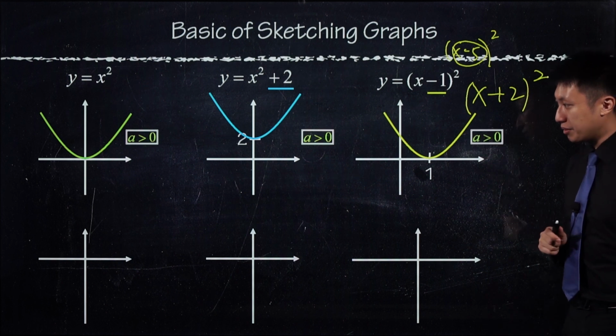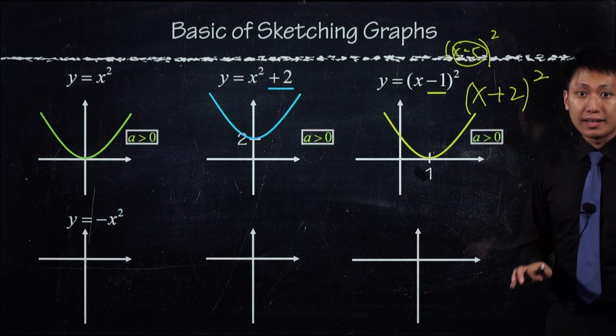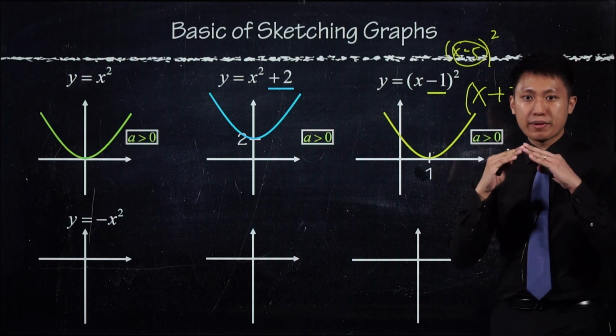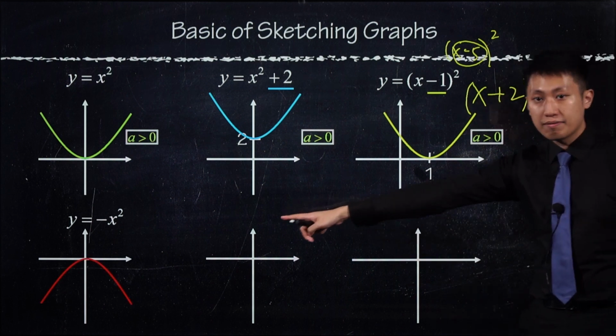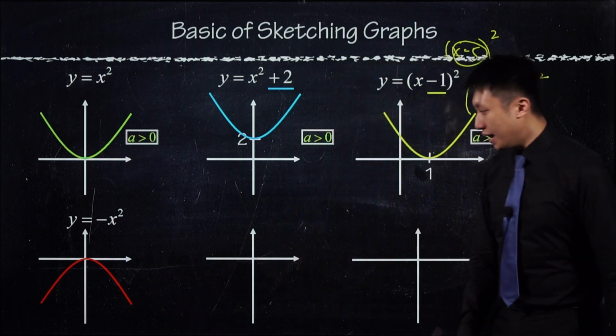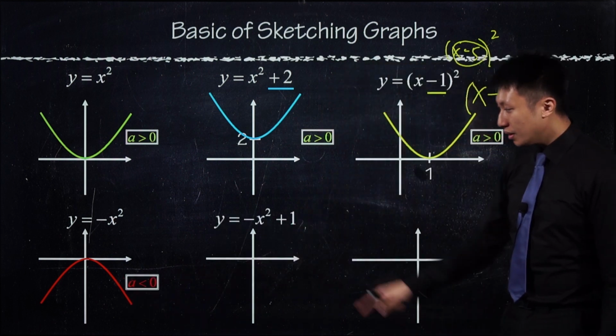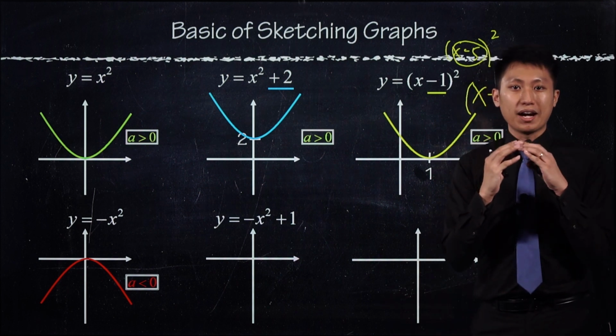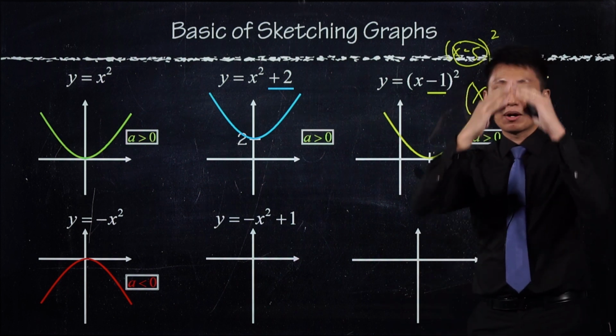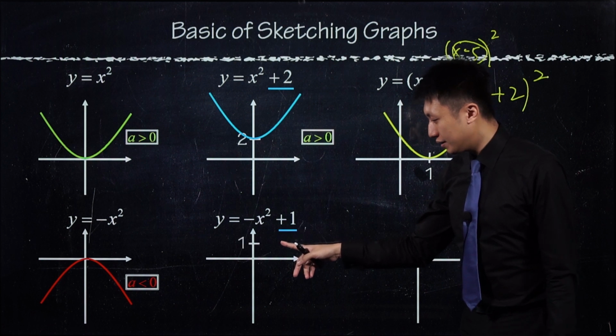Okay, this is a bigger than 0. Let's try again. Negative x squared means a sad face, so I will draw a graph like this. Then next, negative x squared, but now I plus 1 means the sad face I move up by 1. So it will look like this.